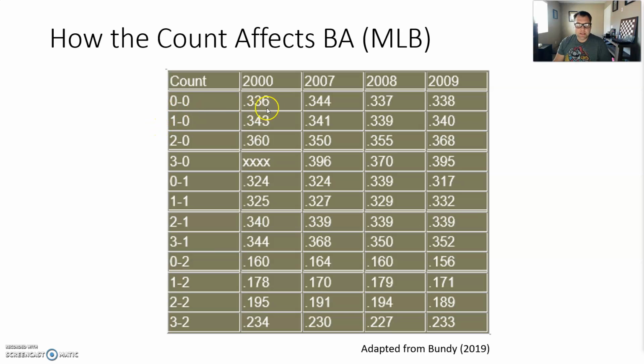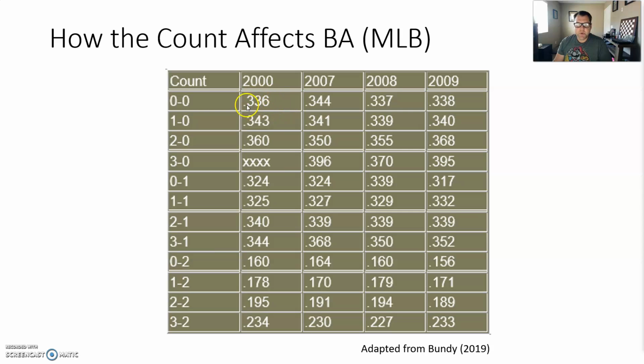Let's take a look at some of these here. An 0-0 count, hitting in, let's say, around .340. A 1-0 count, you're hitting about the same. There's really no statistically significant difference between an 0-0 count and a 1-0 count. You look at an 0-1 count, and yes, while there is a statistically significant drop in batting average for the most part, it really isn't all that big of a swing here.